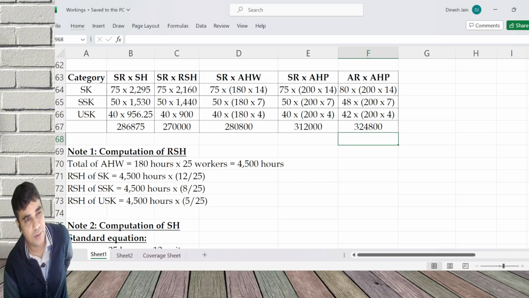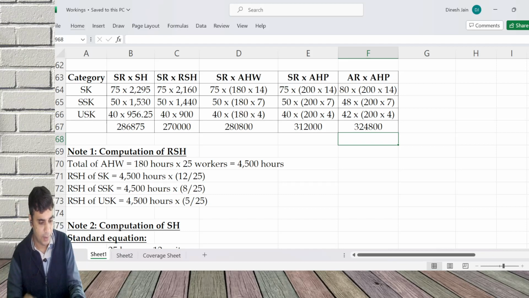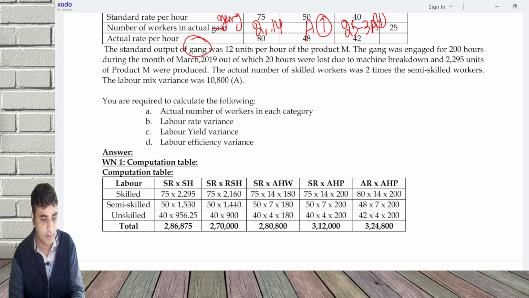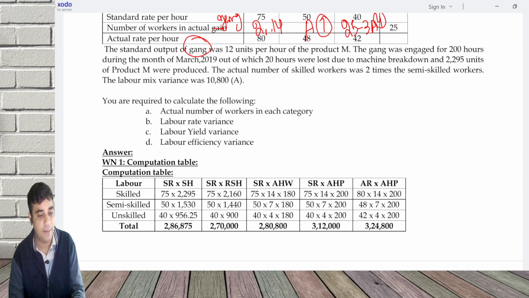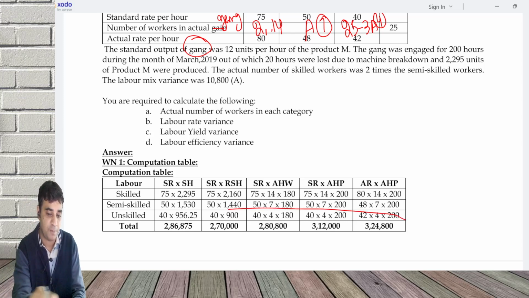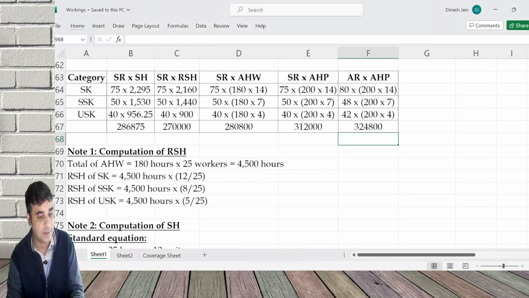I'm kind of done with today's session. If there are doubts, let me know. The requirements of the question were to calculate the actual number of workers, which I've done, then labor rate variance, yield variance, efficiency variance; all that is just formula application. My focus was getting this part, and I have explained the entire part. We have got 2,86,270, 2,80,800, 3,12 and 3,24,800. Any doubts on this? Clear?